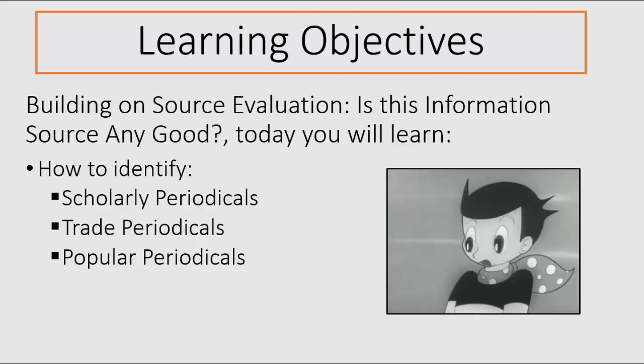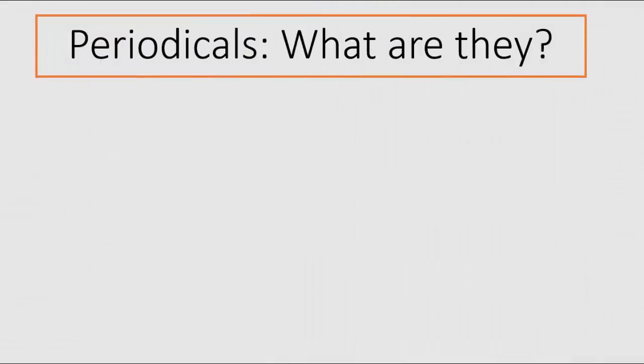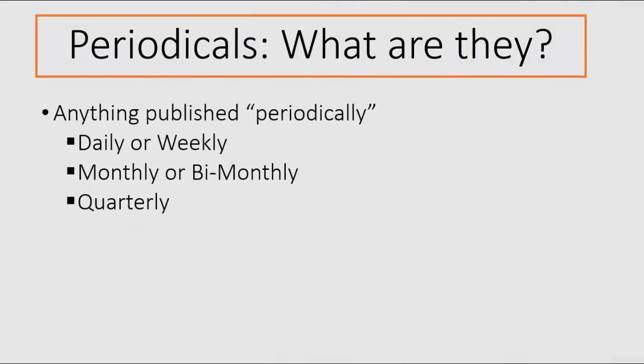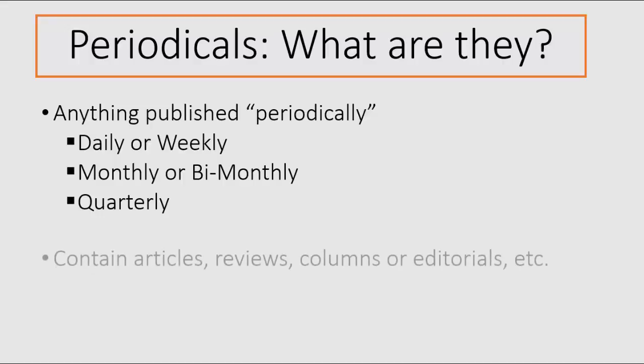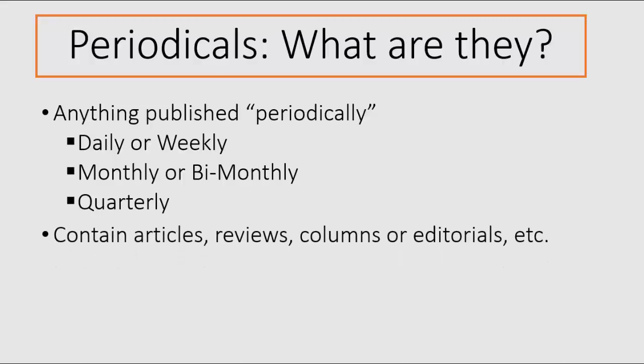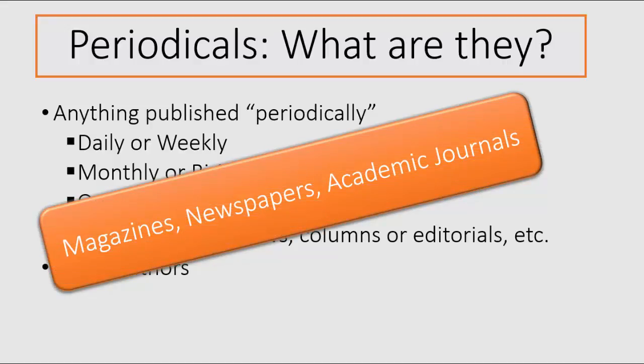I should start by explaining what a periodical is anyways. It's anything published periodically, meaning daily or weekly, monthly or bi-monthly, or quarterly. They contain articles, reviews, columns, and much more. And they have many authors, so magazines, newspapers, academic journals.